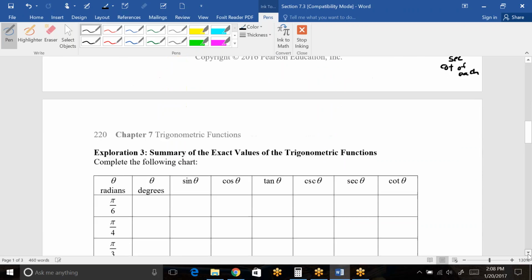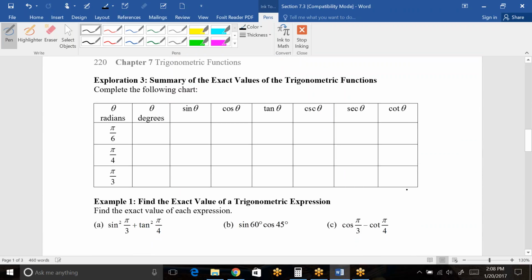So let's see what else we have. All right, so we're going to fill in this chart, and we're almost done with this set of notes then. So remember, this is going to help us with our unit circle that we're going to be focused on in one of the next sessions.